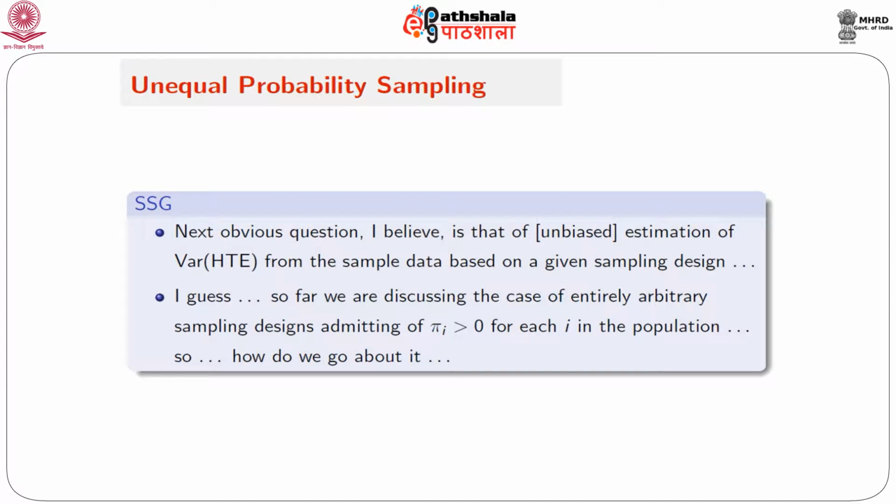Having understood the formation of the Hurwitz-Thompson estimator and also an expression for its variance, what is your next question? The next obvious question, I believe, is that of unbiased estimation of the variance of the Hurwitz-Thompson estimator from the sample data based on a given sampling design. So far we are discussing the case of an entirely arbitrary sampling design, admitting of pi i's positive for each i in the population. So how do we go about it?